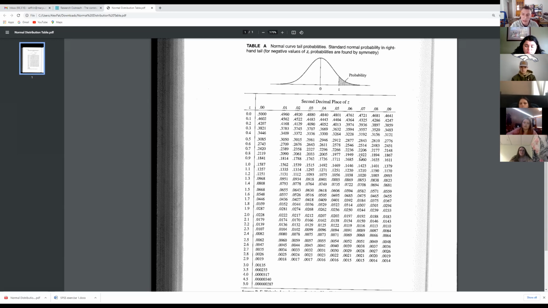And if you want to find what is to the left of that, it would just be 1 minus 0.1922. That would mean that it's 0.8078. So about 80% of the distribution is less than that, or to the left of that, falling on this side. Okay.